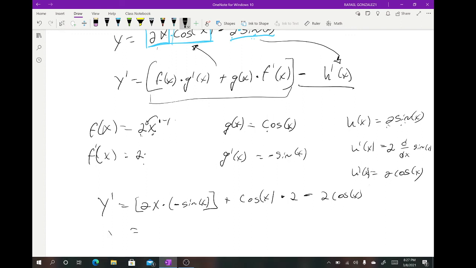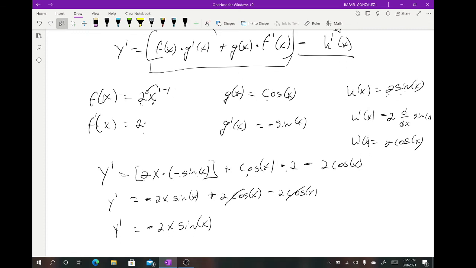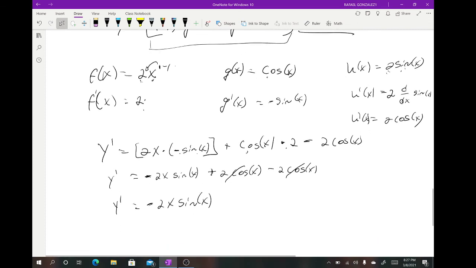So now what do we have here? Well, we could multiply this out. So this is negative sine of x times 2x is just negative 2x sine of x. And then 2 times cosine of x is just 2 cosine of x minus 2 cosine of x. We will have some cancellation here. So we have y prime equals negative 2x times sine of x. And then this cancels out. So the derivative of y is simply negative 2x times sine of x.